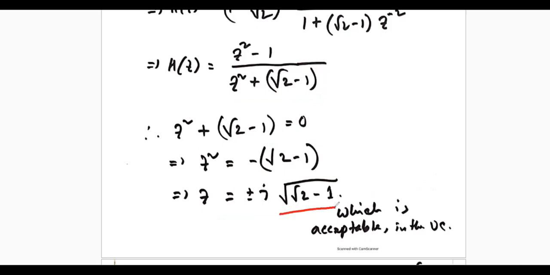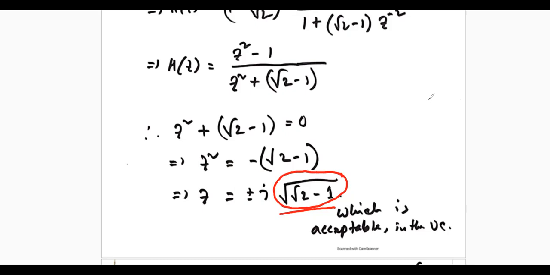If you think about it closely, you will find that this term is always less than 1, because root 2 is 1.14 or something like that, a little bit higher than 1. Minus 1 gives you a value which is less than 1, and root over that is definitely less than 1. And of course the pole location should be less than 1 for stability.